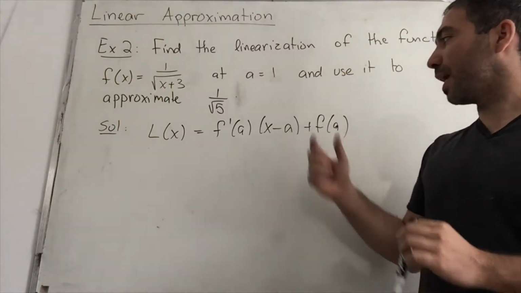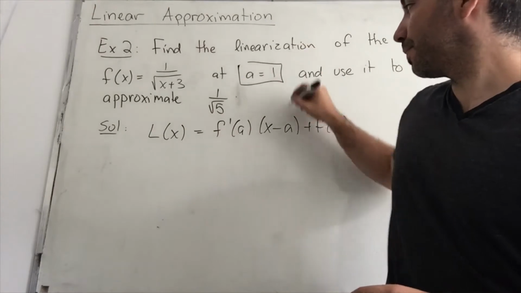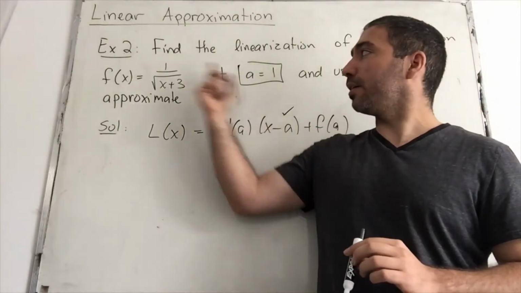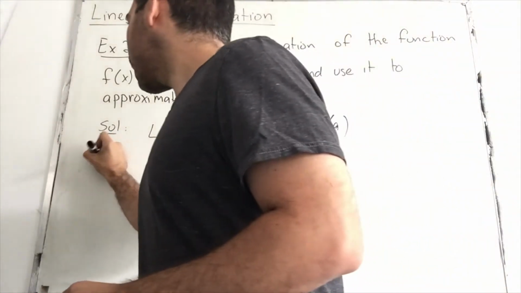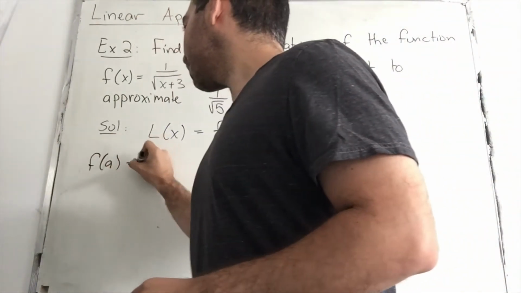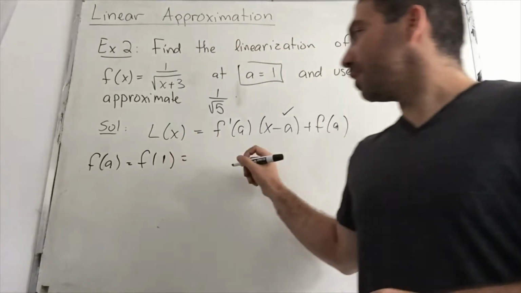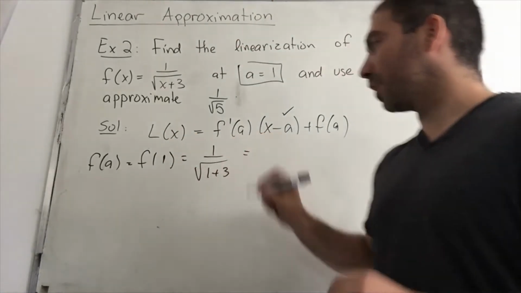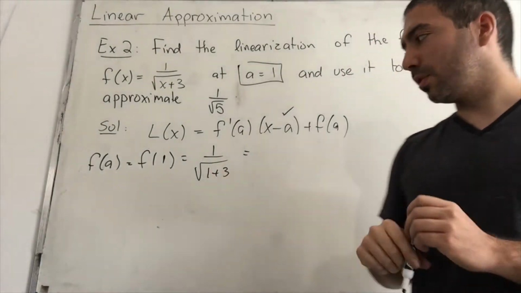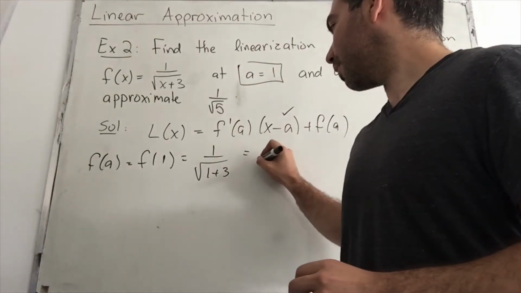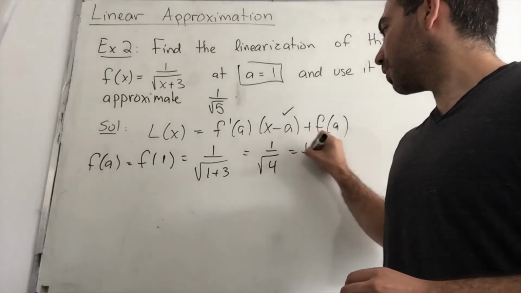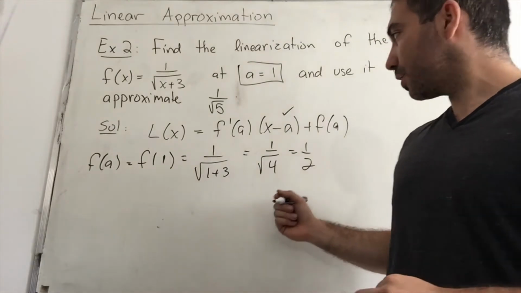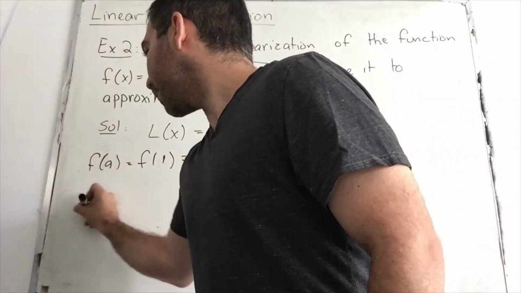We're going to start off by finding f of a because we have a again. A is the value 1. F of a, we just substitute a into our formula. So f of a equals f of 1, which is equal to 1 over square root of 1 plus 3. Okay, this may look like you need a calculator, but you don't. 1 plus 3 is 4, square root of 4 is 2, so this is just a half. So the value of f of a is a half. Next, let's go find the derivative, f prime of x.